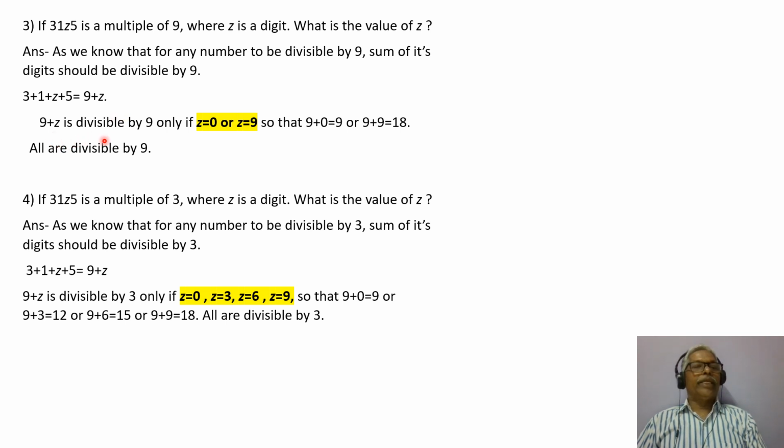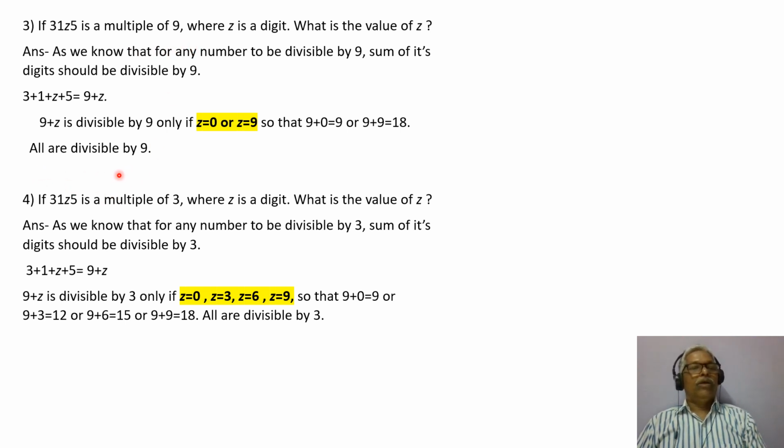So 9 plus Z is divisible by 9 if Z equals 0 or Z equals 9. 9 plus 0 is 9, which is divisible by 9, or 9 plus 9 is 18, which is again divisible by 9. So this Z has two values. 3105 is divisible by 9, or 3195 is also divisible by 9. So all are divisible by 9.